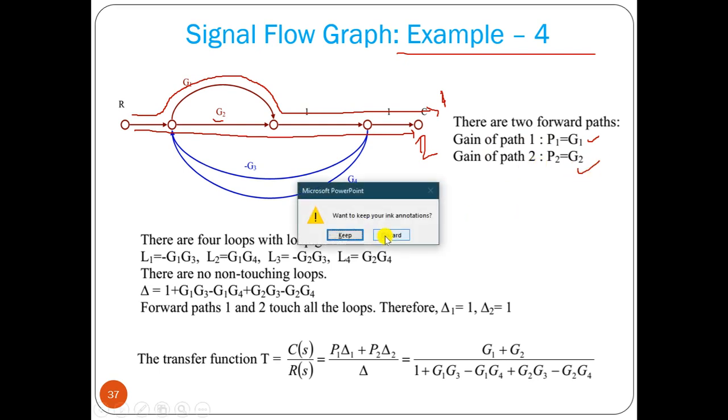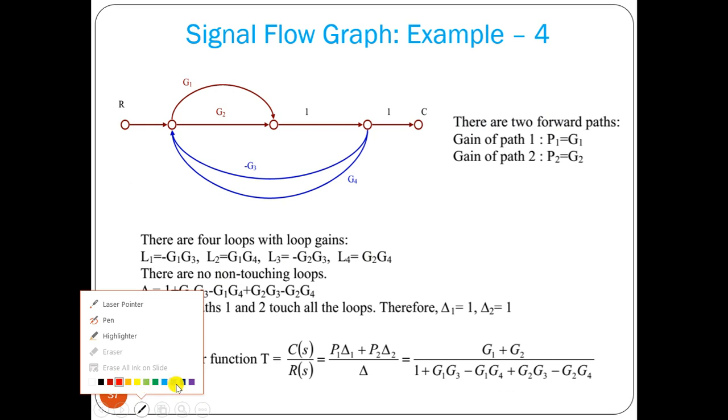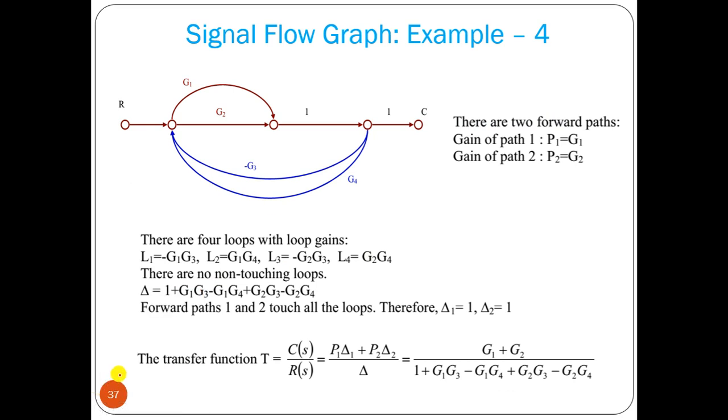Let us look into that. How many loops are there? If you want to find out, what we have to do here? We can start from this node. We can go this way, and we can come back here. So G1 into minus G3, that is your loop 1.